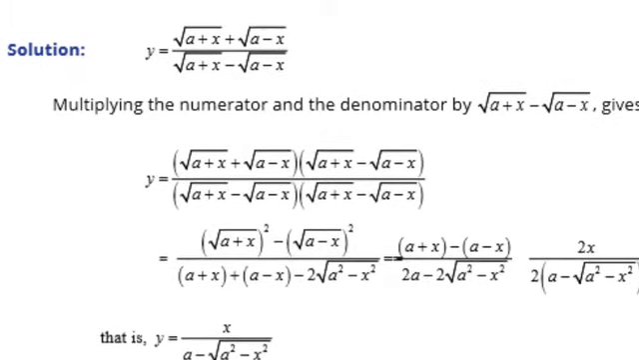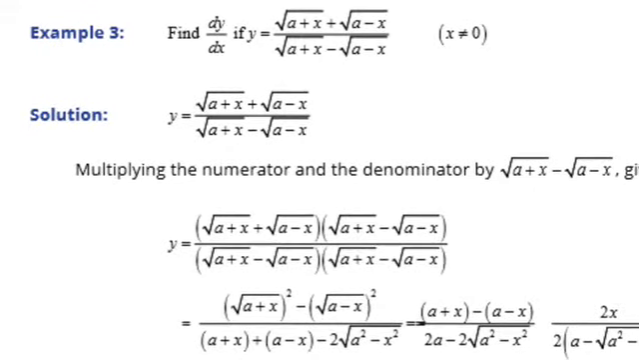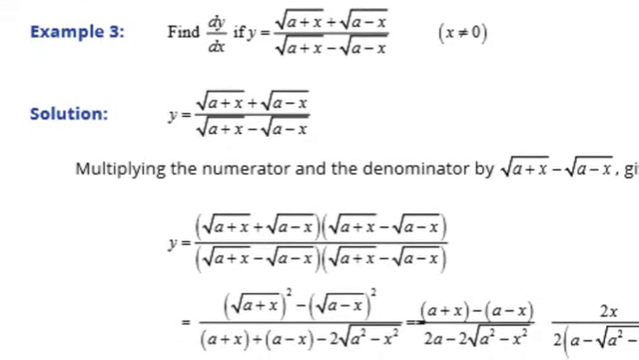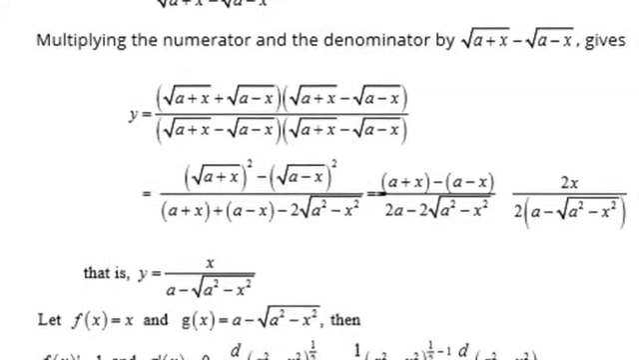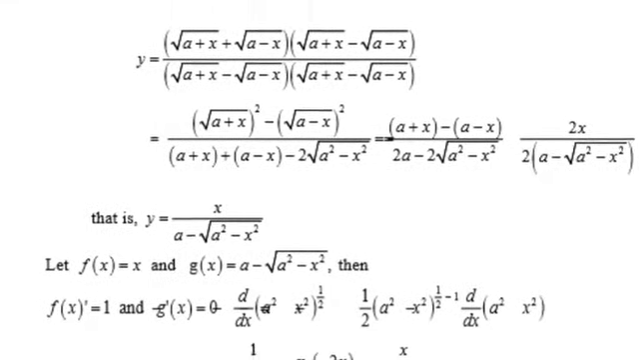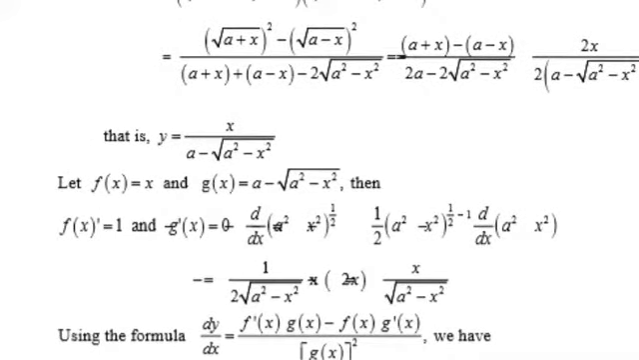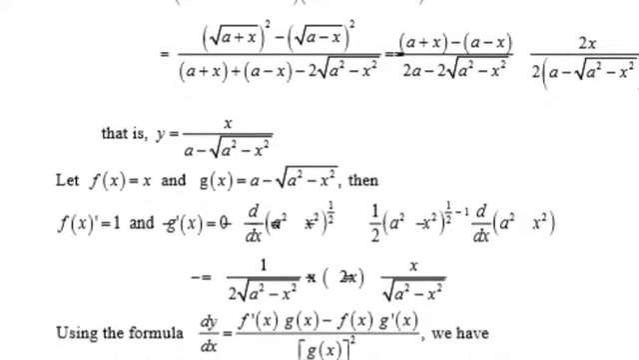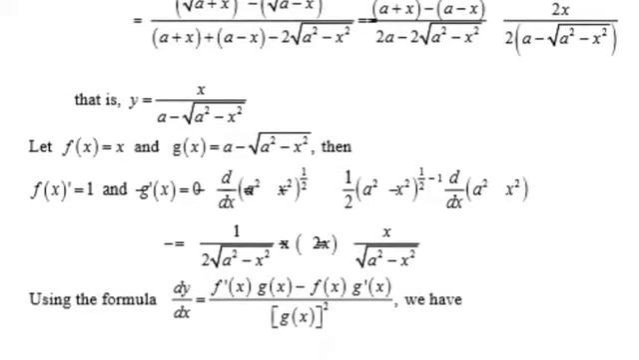Now here we have y, the same as the question in exercise 2.3, question number 14. We first rationalize these values, and then we let the numerator be equal to f of x and the denominator equal to g of x, and then we differentiate both these equations. F of x is equal to x, whose derivative is 1, and for g dash of x, the derivative of a is 0, and the derivative of the square root term is 1 over 2 raised to 1 over 2 minus 1, then the derivative of the base.